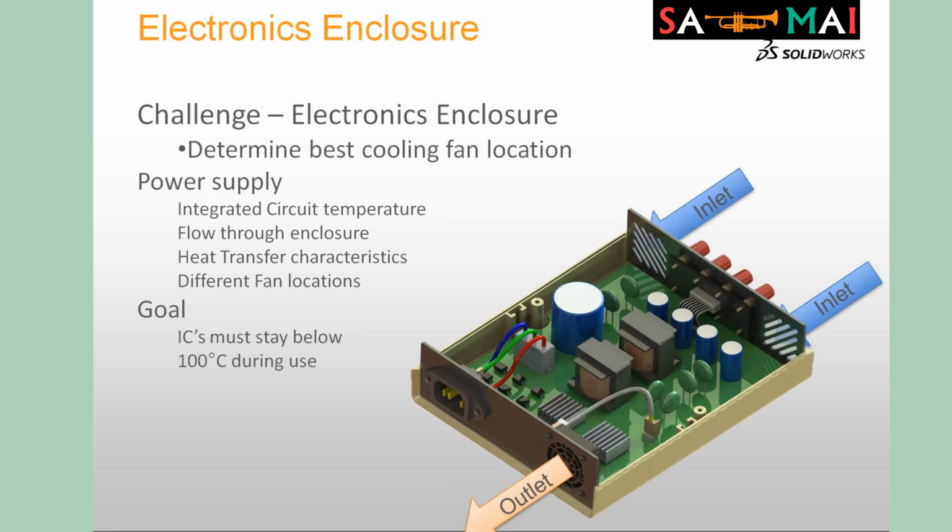We want to look at flow across the enclosure. Heat transfer characteristics, so how does heat build up and transfer through the components, not only conduction but also convection? How is that fan taken care of in removing the heat? And the goal itself is that the internal circuits, or the circuits that are underneath these two coolers or heat exchangers, stay below 100 degrees Celsius.